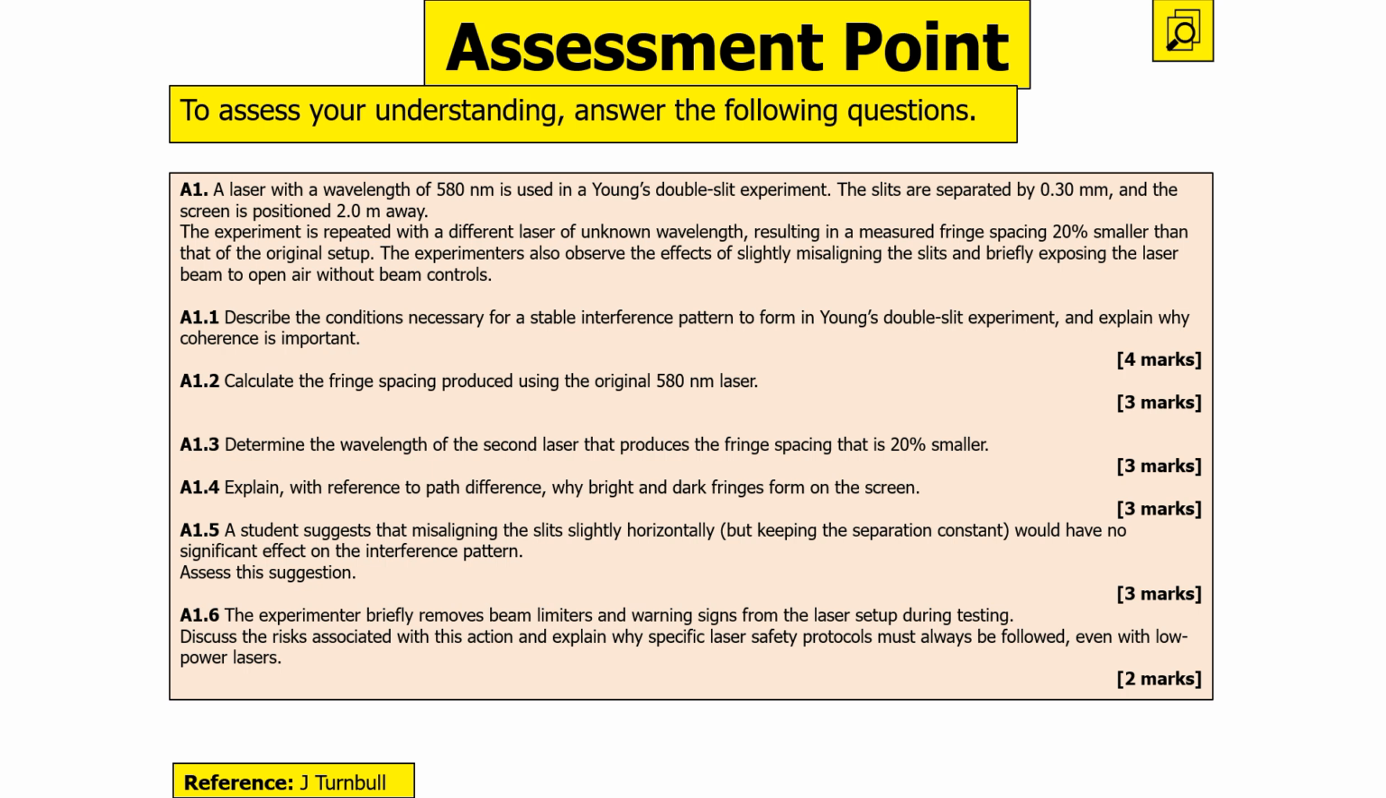A student suggests that misaligning the slits slightly horizontally would have no significant effect on the interference pattern. Assess this suggestion. Then the experimenter briefly removes beam limiters and warning signs from the laser setup during testing. Discuss the risks associated with this action and explain why specific laser safety protocols must always be followed, even with low-powered lasers. So pause the video now, then unpause the video when you want to go through your answer.